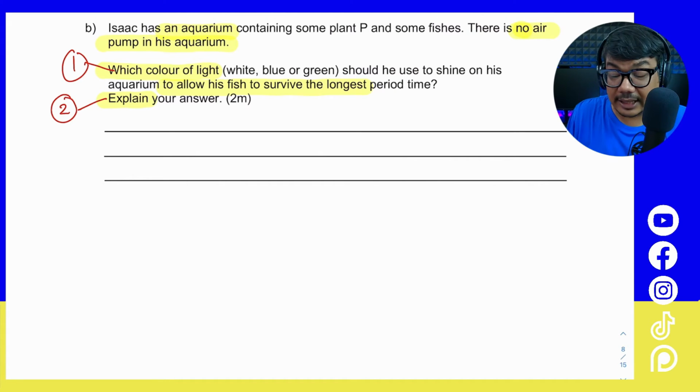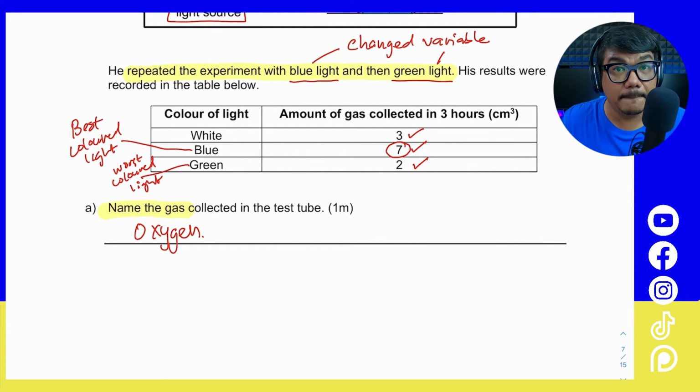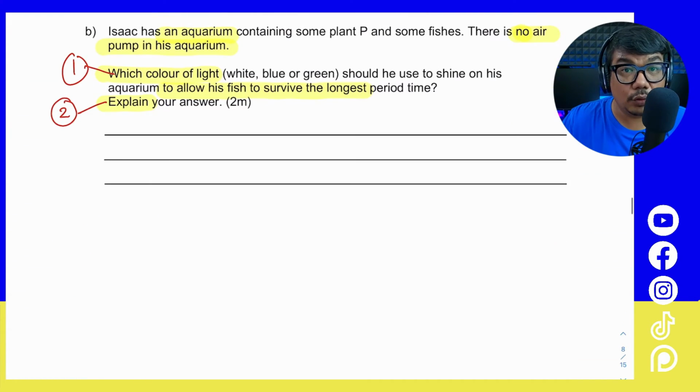So if I go back to the table, I know the best colored light is blue. Since blue is the best colored light and it produces the highest amount of oxygen, which is 7 cubic centimeters, then I would use blue. I would not use white. I would not use green. Because blue would make the rate of photosynthesis faster, and in this case it will produce the highest amount of oxygen among the 3 lights. So that is what I know from the table.